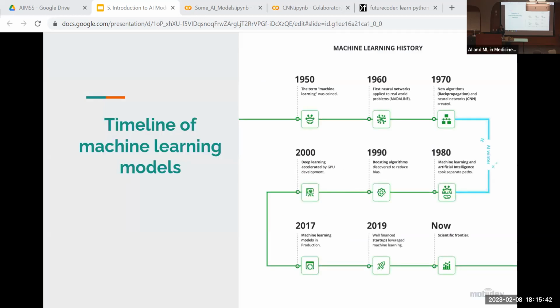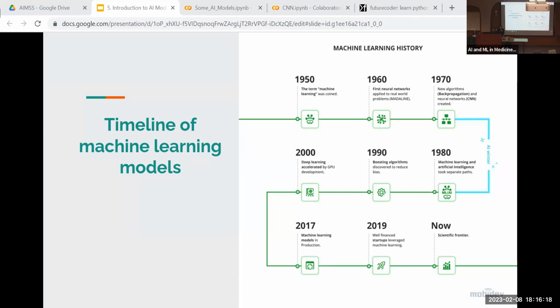And before jumping in to the introduction to different models, it's worth providing a brief timeline of machine learning models. So in the 1950s, the term machine learning was coined, and after that, some simple models were introduced. But because of the lack of data and not having enough compute power, there was an AI winter where machine learning models or deep learning were not popular.